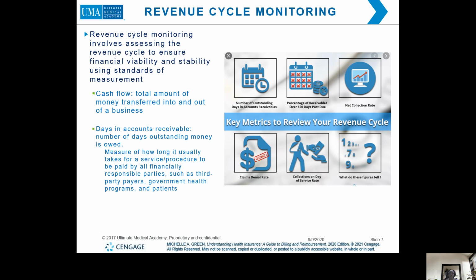So here's a couple of things that you may hear very frequently. Cash flow, the amount of money that's coming in and the amount of money going out of a business. Well, we want the amount of money coming in to be more than the amount of money going out. If the amount of money coming in is less than the amount of money going out, that means that the business is in the red. So they're losing money. Once again, we want the amount of money coming in to be more than the amount of money going out.